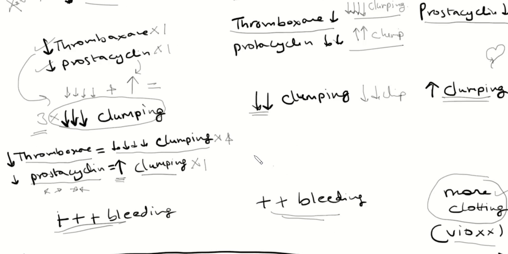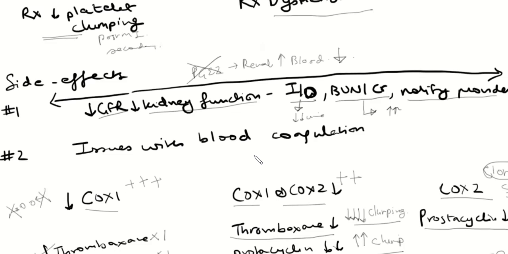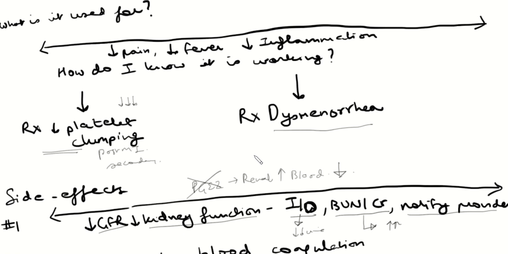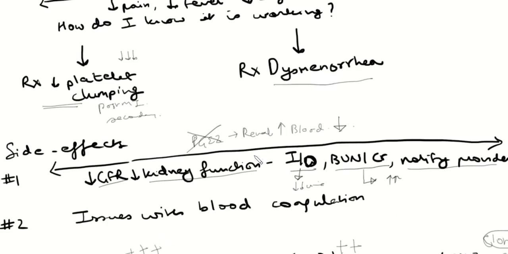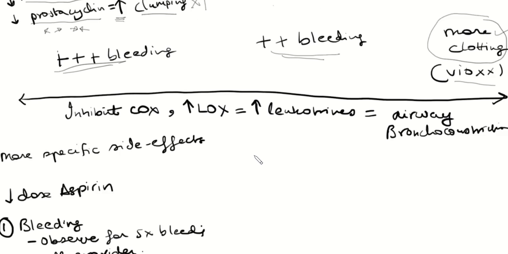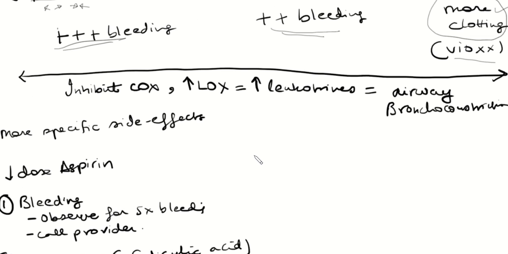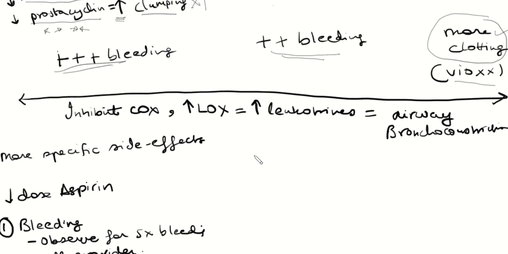So we talked about bleeding, we talked about kidney function and how it goes down. We talked about how it's used to decrease pain, fever, and inflammation. I think we've covered a lot of ground with this. Now let's talk about some other interesting stuff.